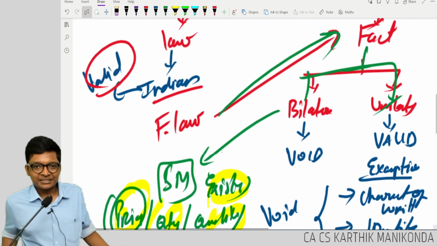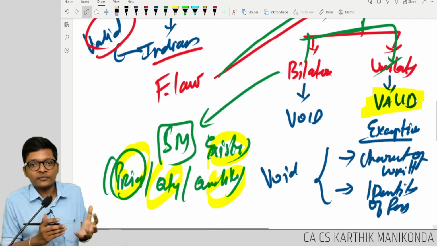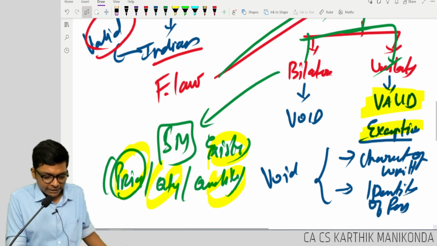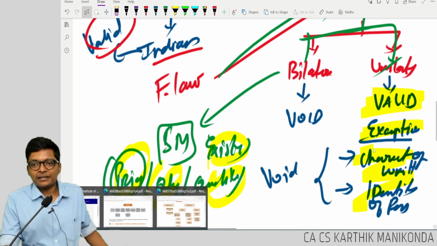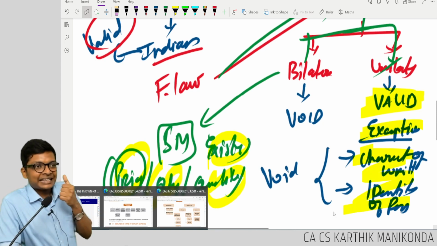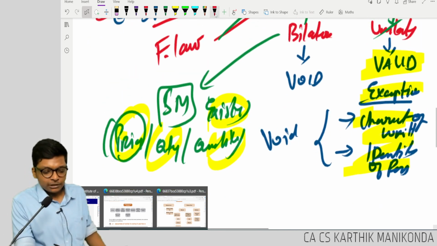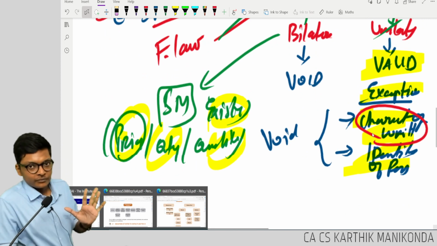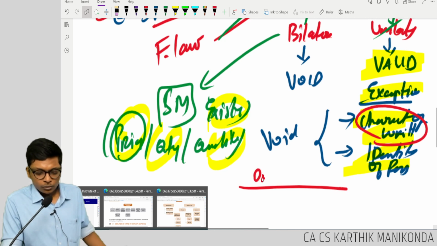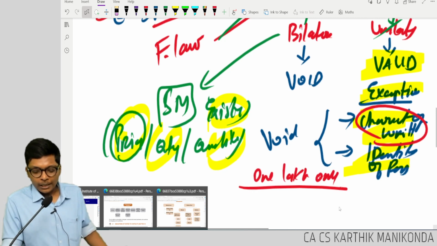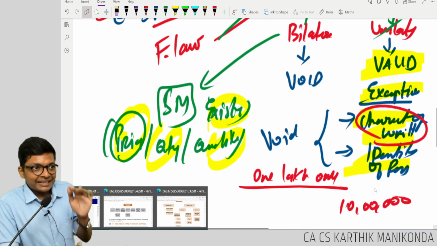But if it's unilateral mistake, then contract will be valid. Again, it depends on each case. But mainly in the book, they don't talk about unilateral mistake. They mainly focus on exceptions. What are the two exceptions? Character of written document, identity of person. What is character of written document? You wrote a check. By mistake, you wrote in words 1 lakh only, but the amount you wrote was 10 lakhs. Does it make sense? Check character is real.